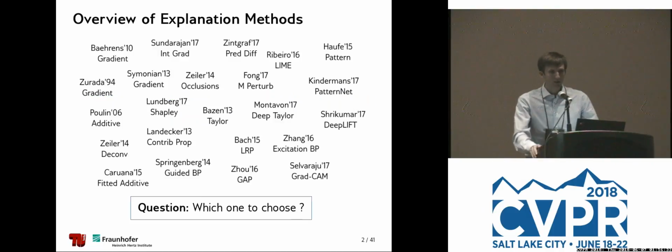One trend that has occurred is that a large number of methods have been proposed. If you look at this list of methods, you see that a lot of them are 2016, 2017, and here I stopped at 2018 because there was no space on the slide. But it seems that there is a lot of proposal and a need to compare these different methods. Which one do we choose?